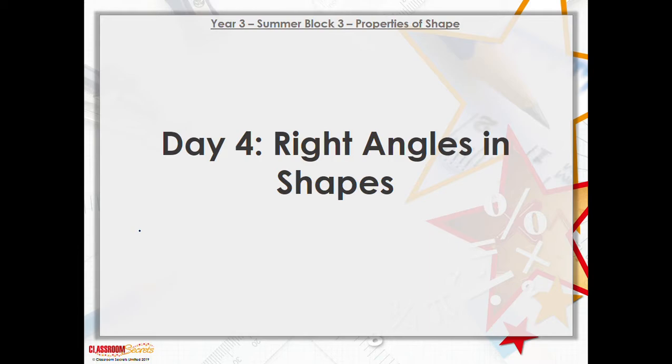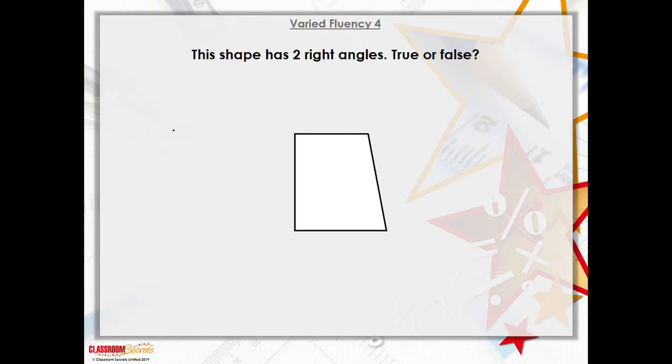Today we are carrying on with our right angles and shapes. Yesterday you looked at your fluency tasks, and today we're going to be looking at problem solving. Before we start, this is a question that you had yesterday. It's asking if it's true or false: this shape has two right angles.